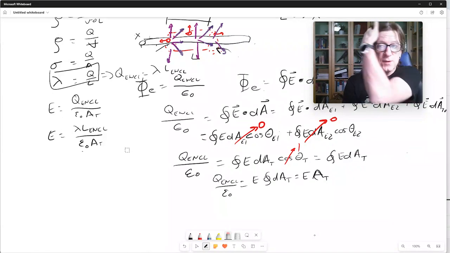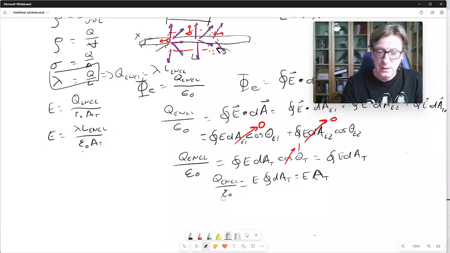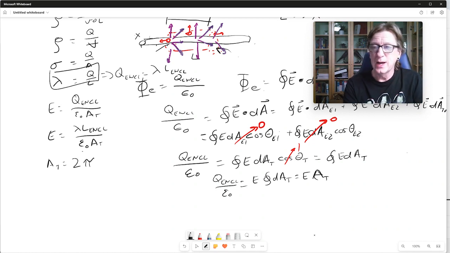So now let's fill in the area here. All we need is the area of the tube. Well, the area of the tube is a cylinder, and so that's going to be 2 pi times the radius. We're using the variable x for that, so let's keep that symbol, times the length of that cylinder. Now, here again, remember, we're talking about the Gaussian cylinder here, not the entire length of this. So we're going to make that L enclosed.